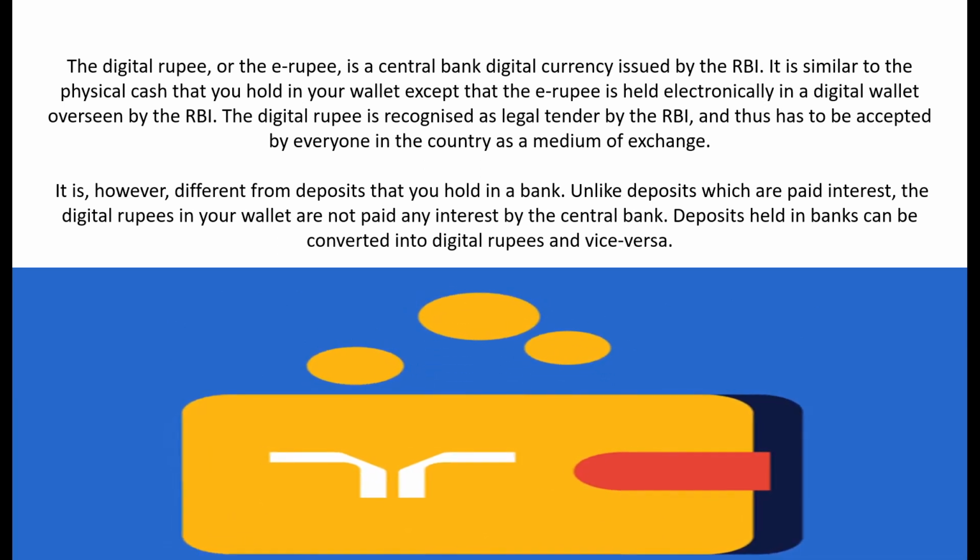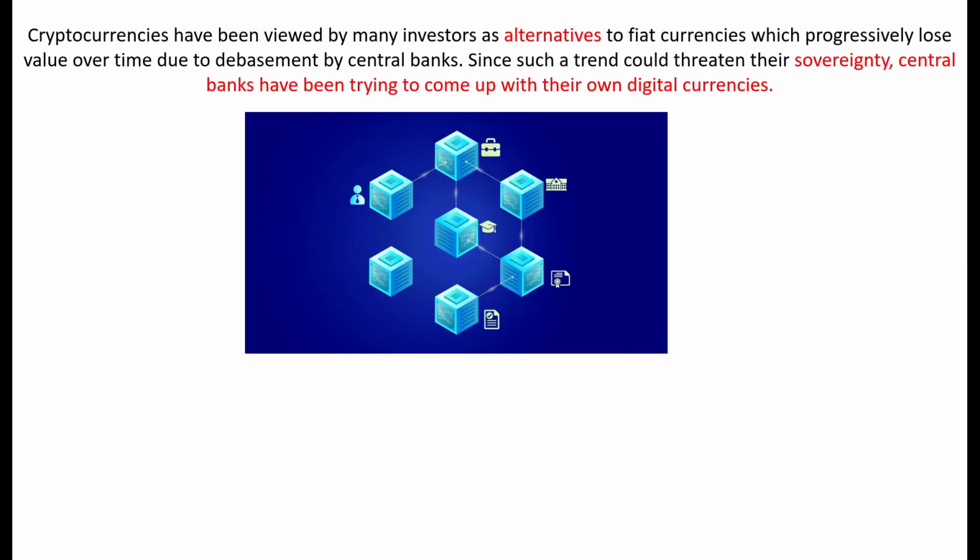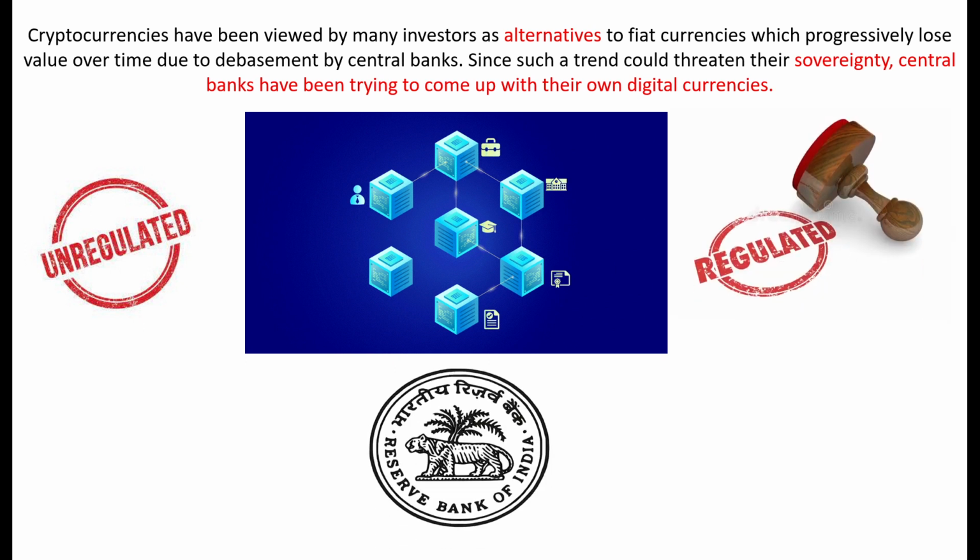Now let's compare it with cryptocurrencies. Cryptocurrencies are viewed as an alternative to fiat currencies, but their value has been lost over time due to the debasement by the central banks of some countries like India and China. Because this would threaten their sovereignty, they developed their own digital currencies. The platform for developing both digital currency and e-currency is the same, that is blockchain technology. The only difference is cryptocurrencies are unregulated whereas digital currencies are regulated by the RBI.